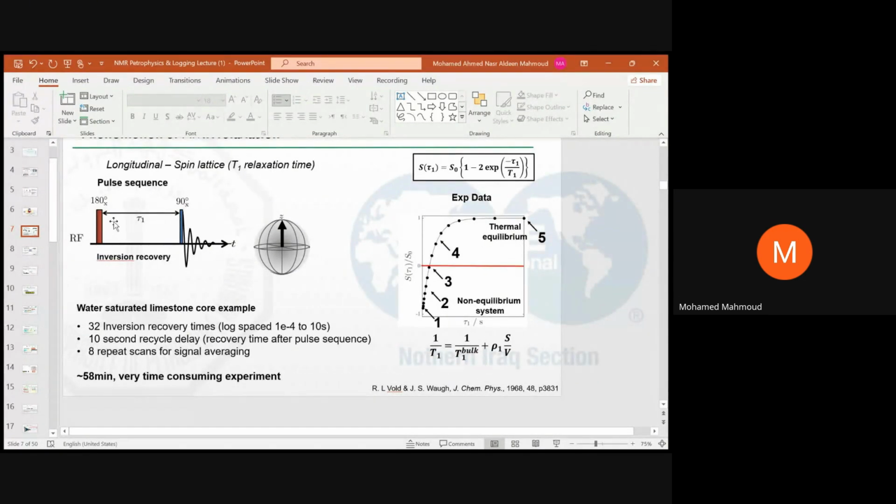And then we do what we call an inversion recovery process for this NMR. This is the original signal versus time. So this is what we record, until it actually reaches the full thermal equilibrium, and this will lose its full magnetization.